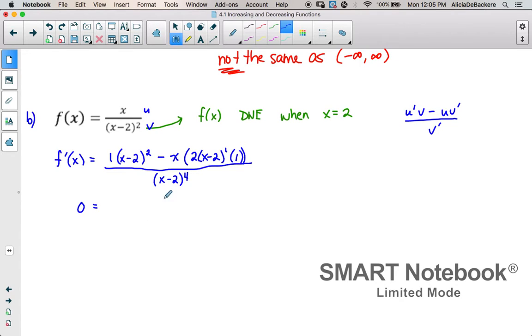So I'm going to try to factor and simplify this numerator. Let's just write this a little bit cleaner. I don't need that 1 coefficient. And over here, I'm just going to bring the coefficients to the front. So I've got 2 times 1, that's 2, and it was already negative. And then I've got the x times the bracket.